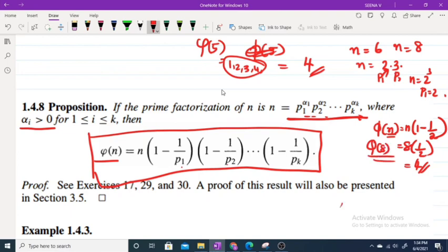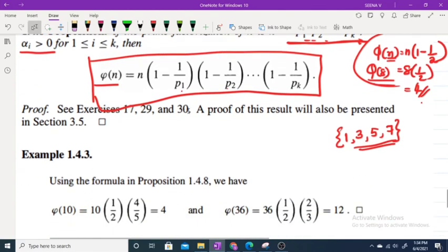If you consider 8, what are the numbers relatively prime to 8? 1, not 2, 3, not 4, 5, not 6, 7. So here there are 4 in number, therefore you can easily evaluate using this formula. Try to do 17 and 29 as homework, and 30 is also there, but first try to prove 17 and 29. Only after completing the homework, submit your notes.